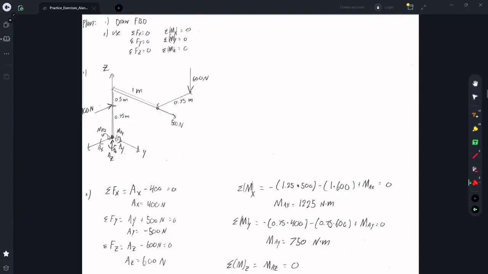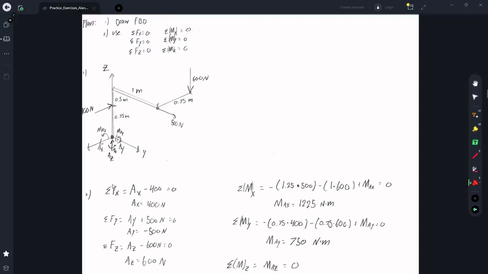So here's my free body diagram, and because it's a fixed support, it has no axes or rotations that are free available to it. So there's going to be a support reaction in all 3 directions and a support moment in all 3 directions. So there's 6 unknowns that we have to find, which is perfect because we have 6 equations.